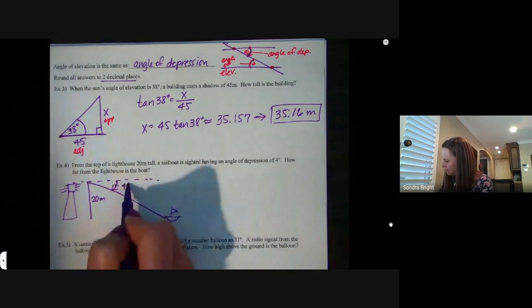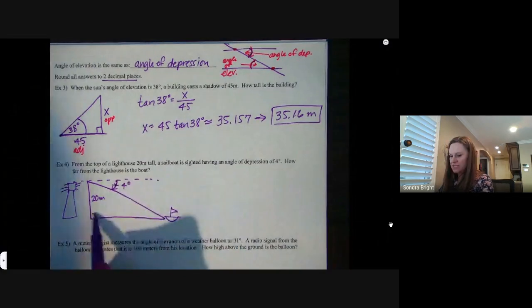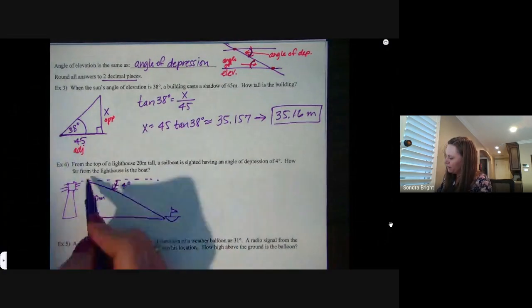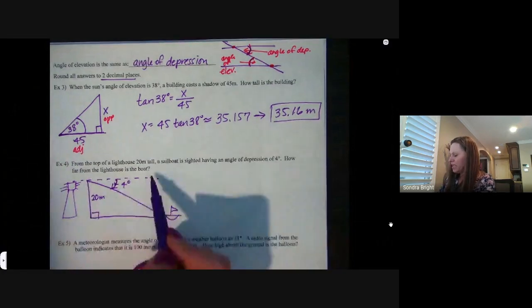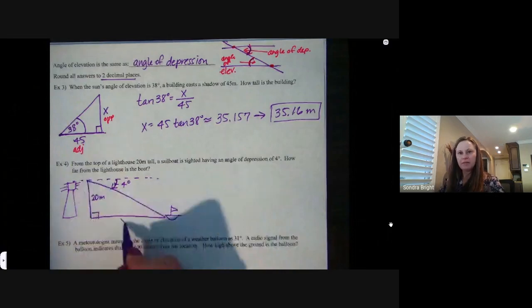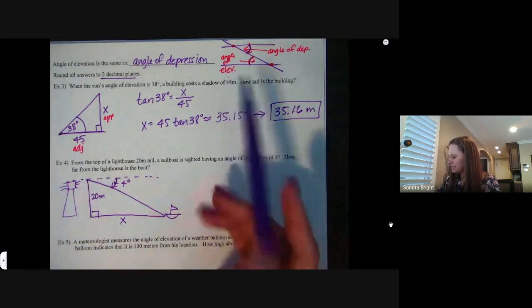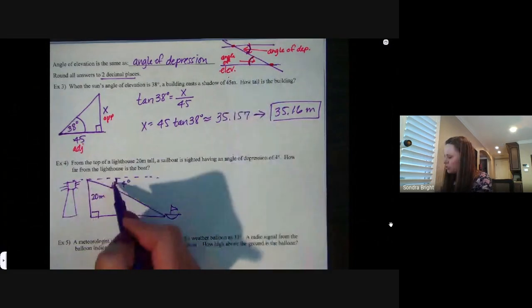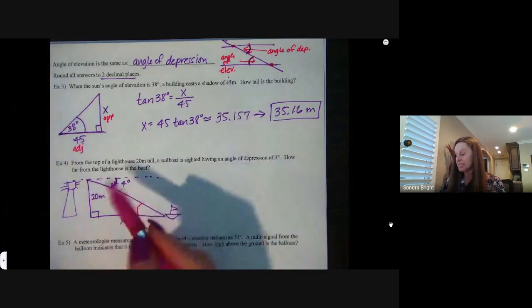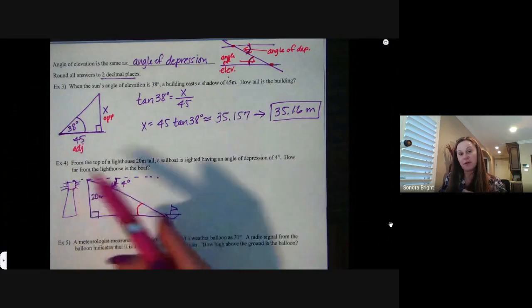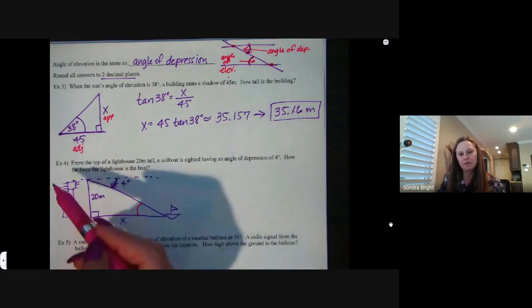Now, all right. So I know that this guy is 20. I know that's 4 degrees. How far is the boat from the lighthouse? They want this guy here. And what I know from up here, angle of depression and elevation, is that this 4 degrees is the same as the angle of elevation. So the angle of depression from the top of the lighthouse to the sailboat is the same as the angle of elevation from the sailboat to the top of the lighthouse. So that's 4 degrees also.